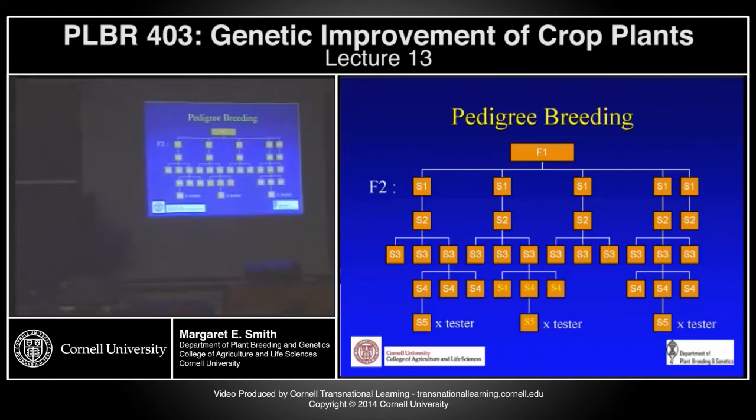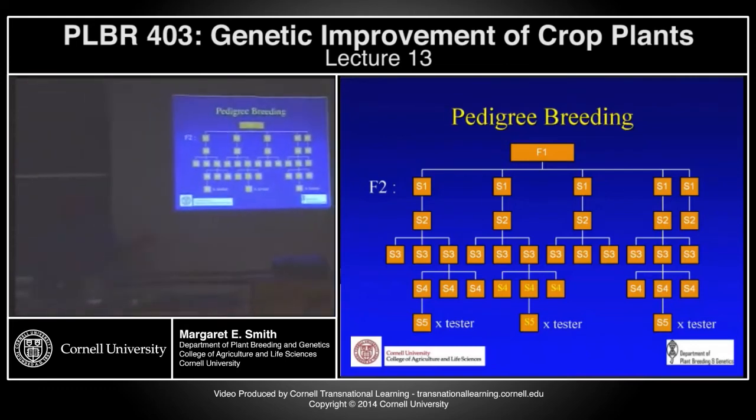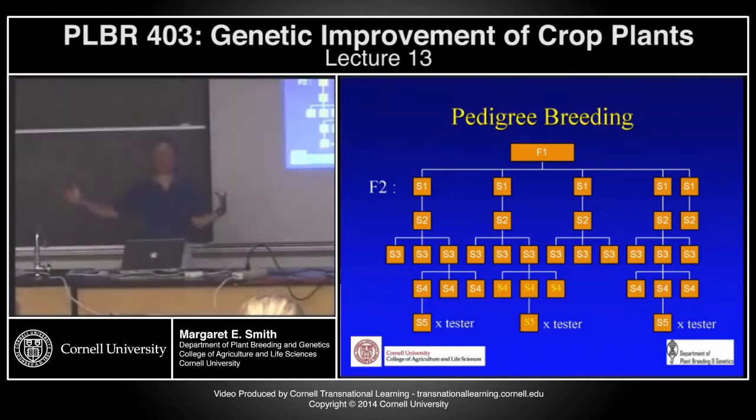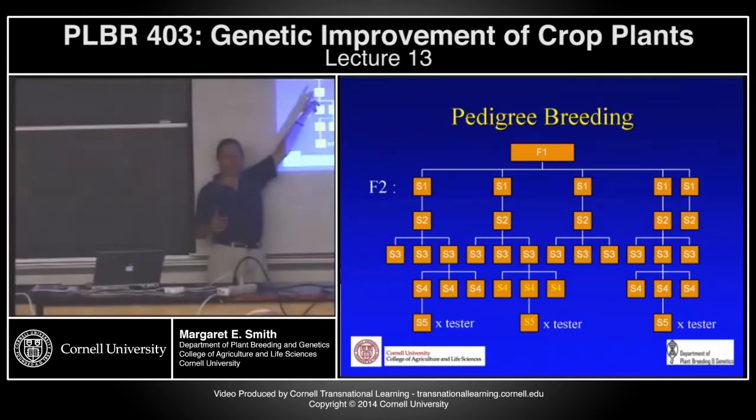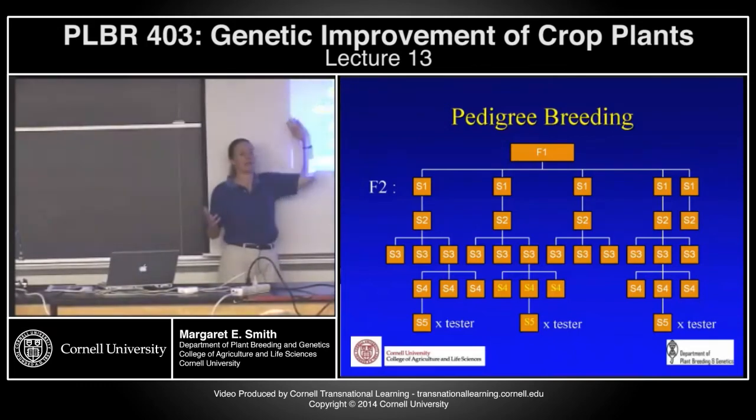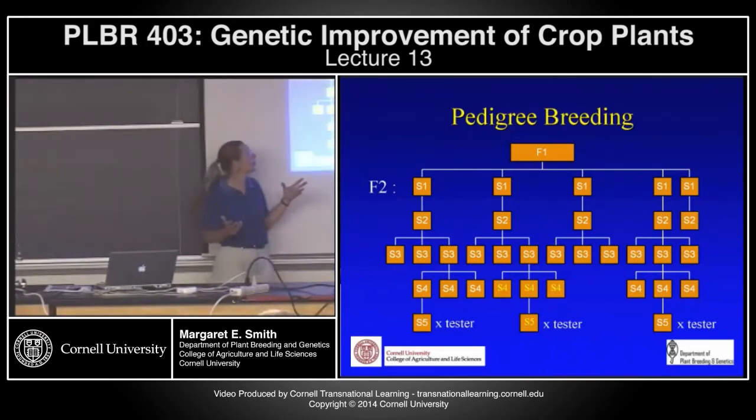The F2 or the S1 is where you see everything that was heterozygous in that F1 segregating out. So this is your most variable generation. Every plant will be genetically distinct. The number of possible genetic combinations is usually astronomical. You couldn't possibly sample them all.